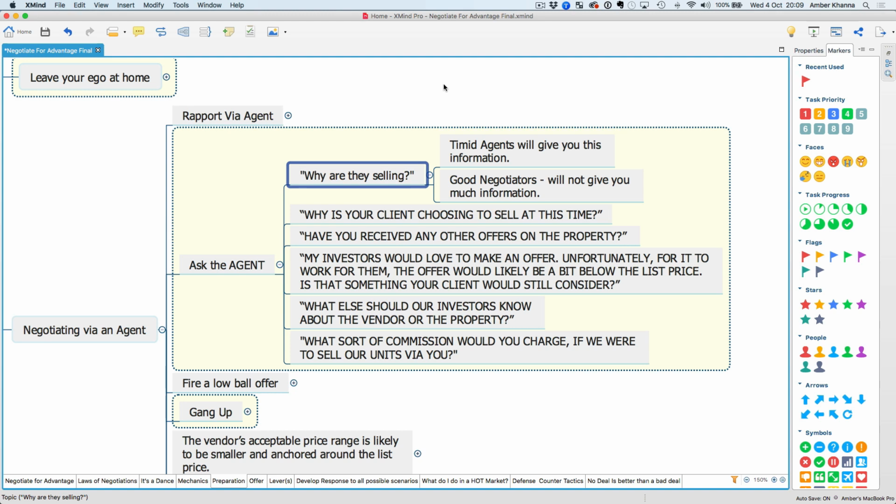Also, convey what you have in common. It doesn't matter, even if it's the agent, talk to him about his football club. If the agent tells you that the vendor is a Tigers fan, you better be a Tigers fan too. So find out if you can be a Tigers fan.